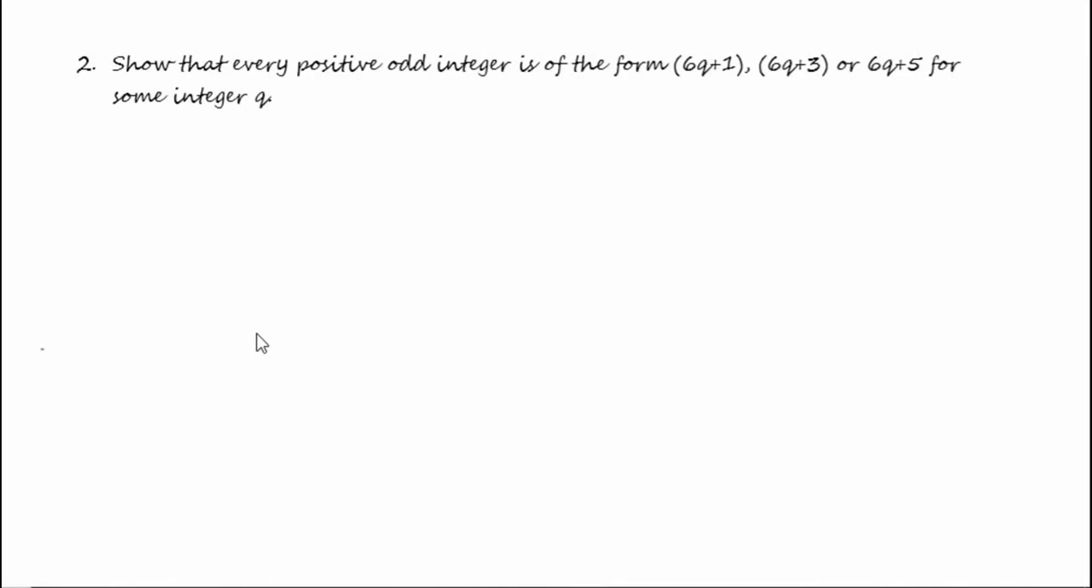Problem number 2. Show that every positive odd integer is of the form 6q plus 1 or 6q plus 3 or 6q plus 5 for some integer q. Let us take a as the odd positive integer. Now divide a by 6, and q is the quotient and r is the remainder.